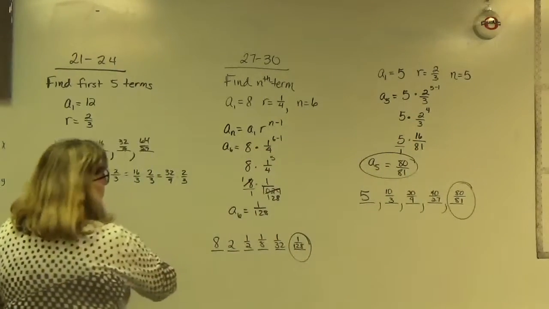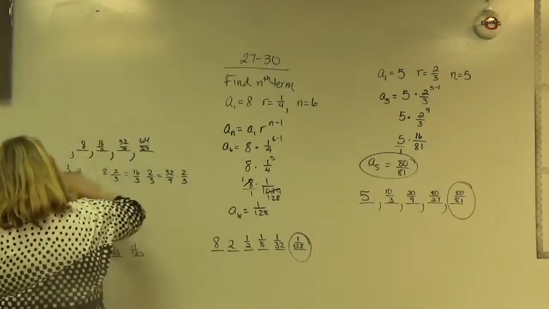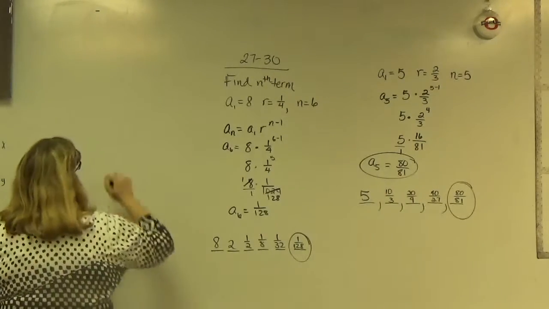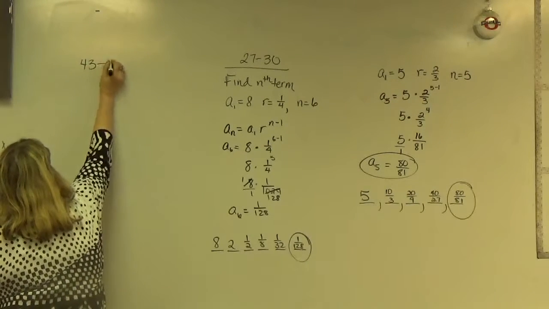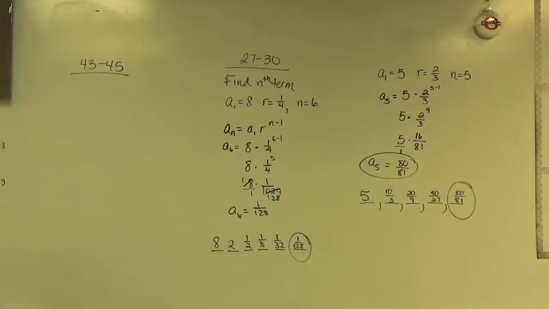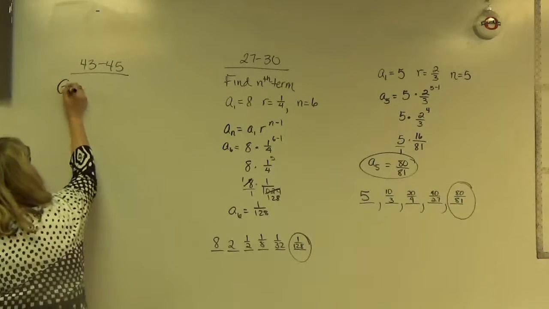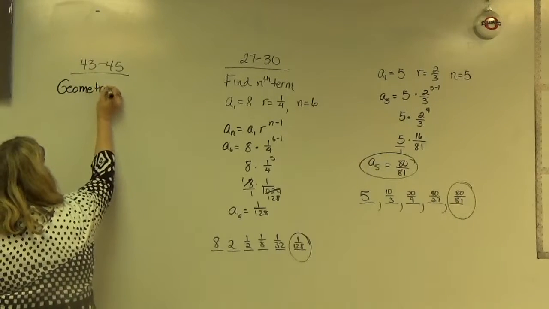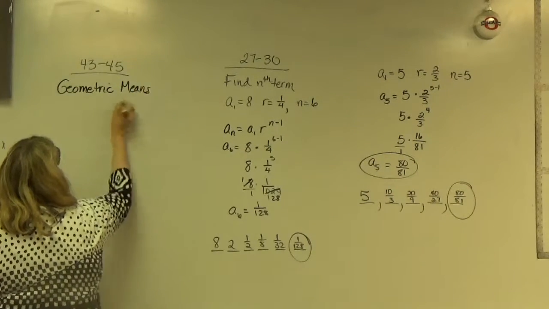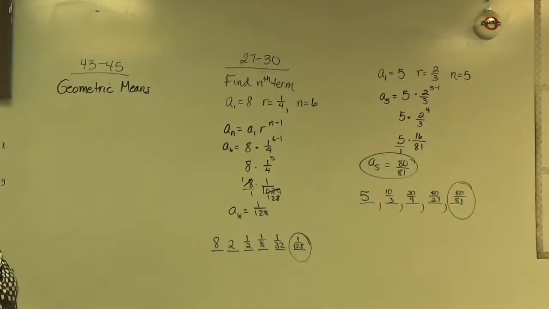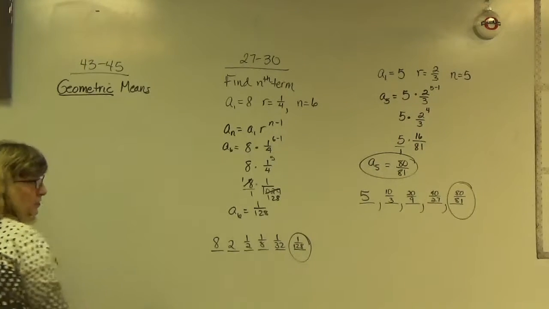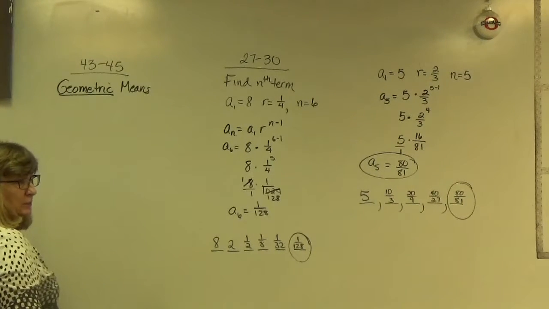Okay, now what's our next group? 43 through 45. What's a geometric mean? What do you think? We had arithmetic means. The geometric mean is what's in between two given numbers. And there could be 2, there could be 3, there could be 4. The only difference is it's geometric, which means you have to multiply to figure out what's in the middle, right?